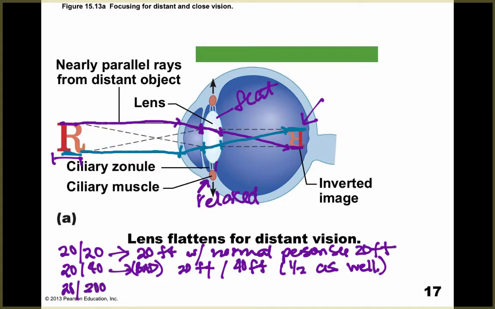Has anybody ever been diagnosed with 20/200? Do you know what this is? Of course. You see at 20 feet what other people see at 200 feet. That should tell you that's pretty bad, and this is what's considered legally blind.